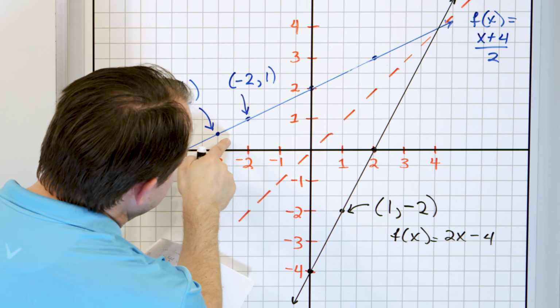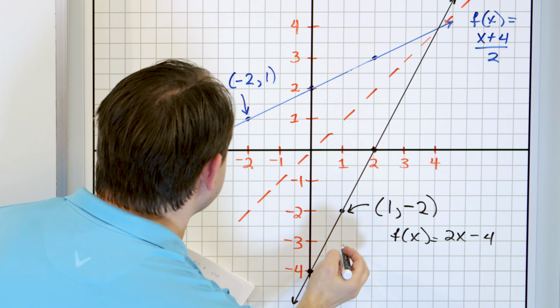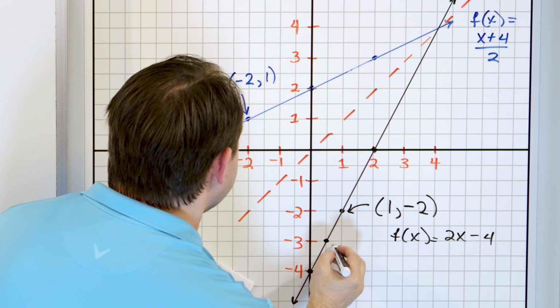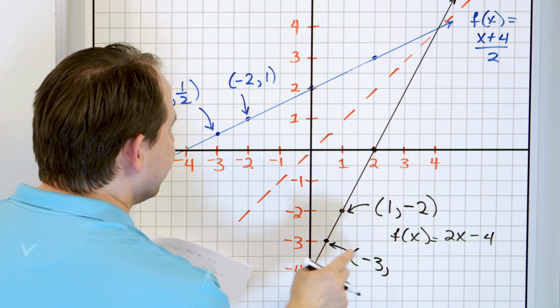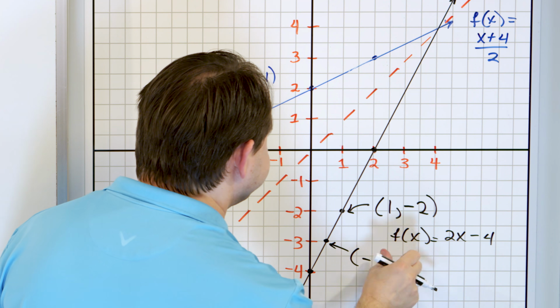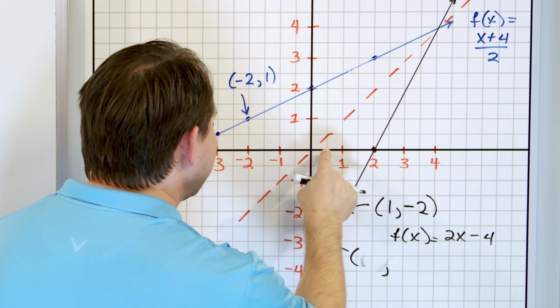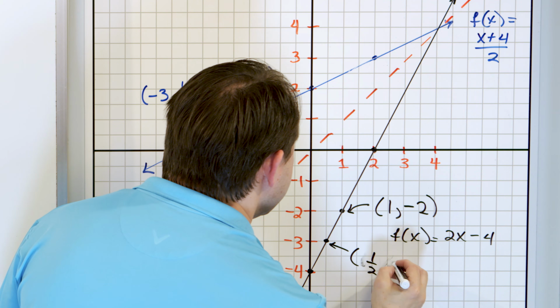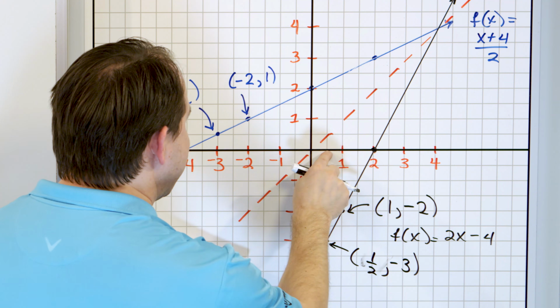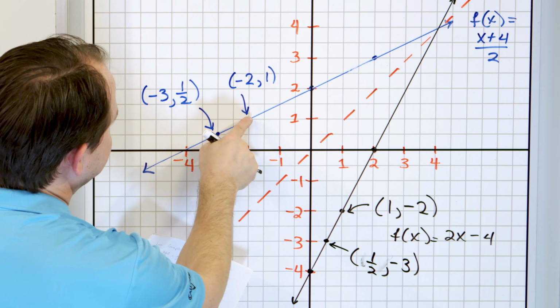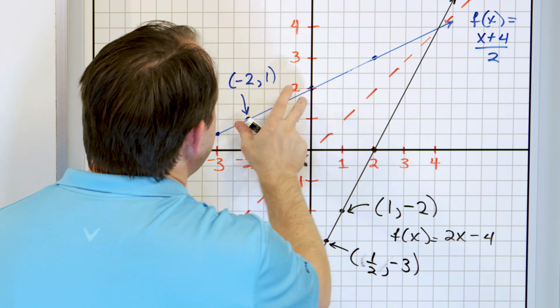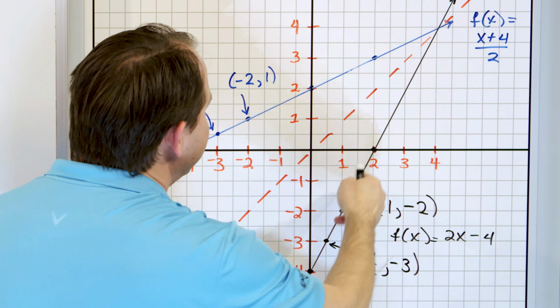If I literally go straight through this point and down here, it's going to be this point right here, which is (1/2, -3). This is 1/2, and then -3. It's right there. So this point maps with this one, and this point maps with this one. Every point on this line is going to have a cousin partner point on the inverse line.